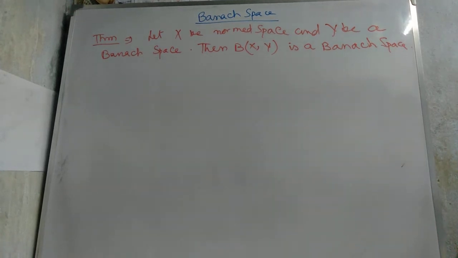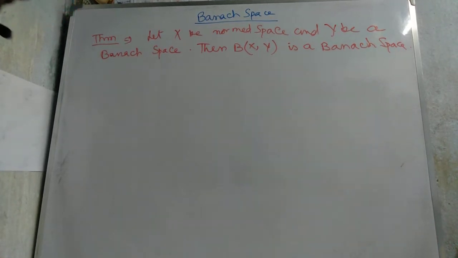Today we discuss Banach space. We show that B(X,Y) is a Banach space. So we first start from one theorem. We write the statement of this theorem. The theorem is: let X be a normed space and Y be a Banach space. Then B(X,Y) is a Banach space.